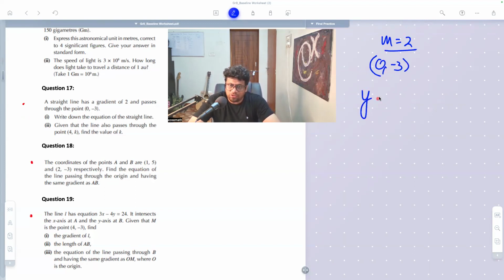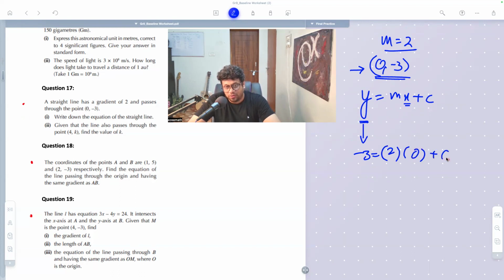Find the equation. y equals mx plus c happens to be the general form of a straight line. If it passes through (0, -3), y is -3. Simply substitute y equals -3, m value of 2, and x equal to 0. You get yourself the value of c. 2 into 0 is 0, 0 plus c, which means c is -3.